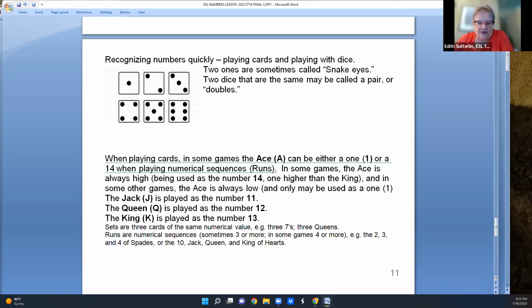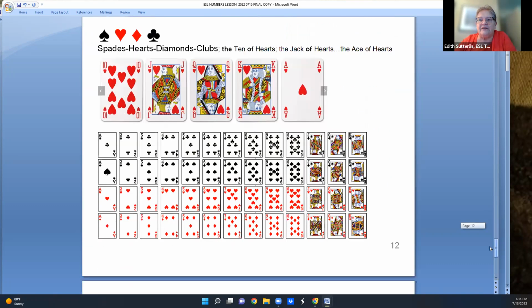When you're playing cards, the letter A for ace can either equal a number 1, the lowest card in the deck, or it can be the highest number, like a 14, even one higher than the king. The jack, the J, is played as number 11. The queen is played as number 12, and the king is number 13. So decks of cards are different in many different countries, and I'm talking about the decks of cards that we play with in the United States. So here's what they look like.